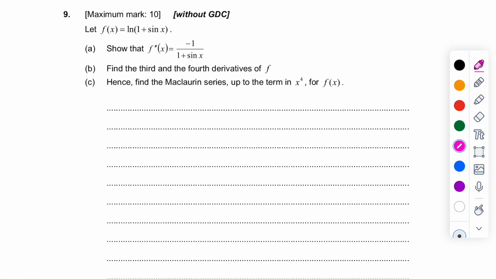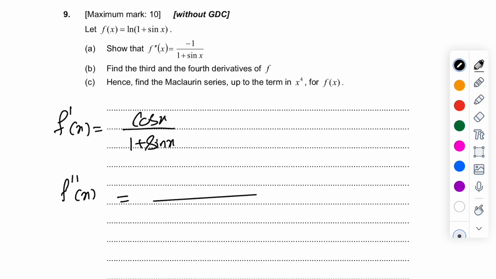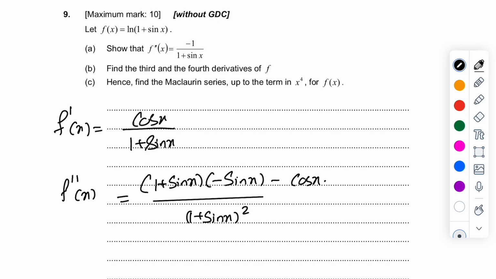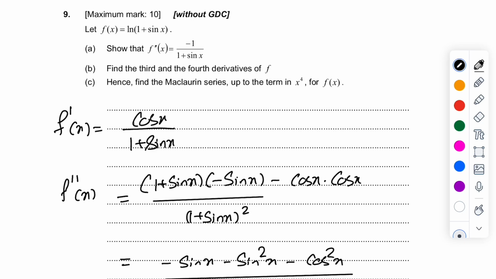Question number 9. f(x) equals ln(1 + sin x), find the second derivative. So first of all, the first derivative becomes: derivative of ln is 1 upon (1 + sin x), times the derivative of sin x, which is cos x. Now for the second derivative, I am going to use the quotient rule. So (1 + sin x) squared in the denominator, then (1 + sin x) times the derivative of cos x, which is nothing but negative sin x, next minus cos x times the derivative of sin x, which is cos x. So what does that become? Negative sin x, negative sin squared x, and negative cosine squared x, divided by (1 + sin x) squared.